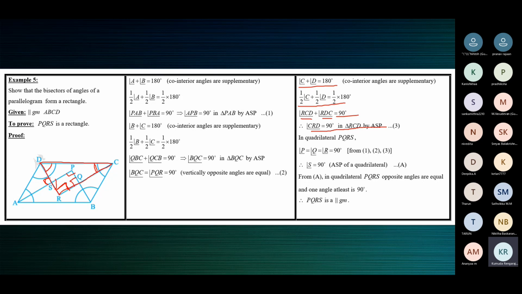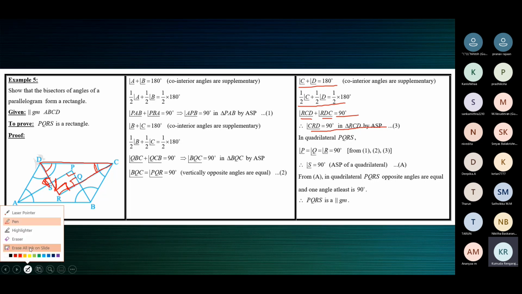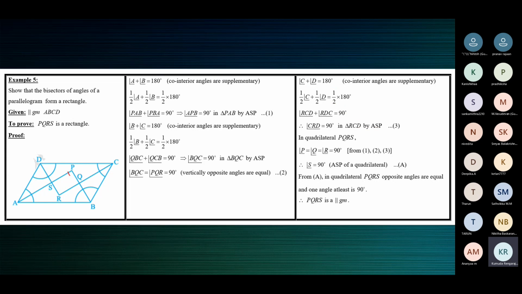So you can repeat this procedure, find angle S, and then find this one. You can find this angle 90, and then vertically opposite angles are equal, so this also will be 90. You can do that, but you can save time by doing this. So you found that angle P is 90, Q is 90, R is 90.